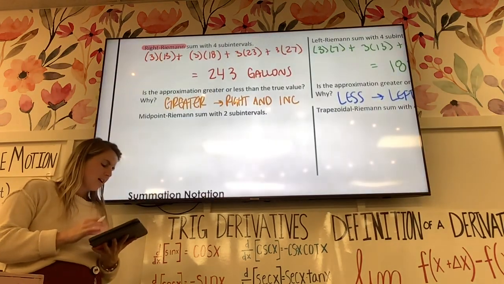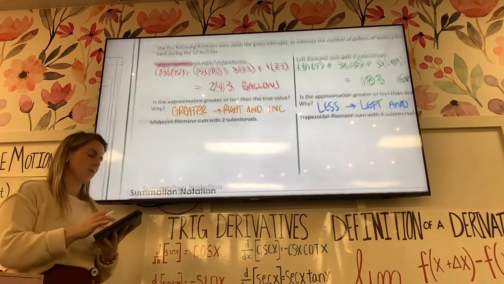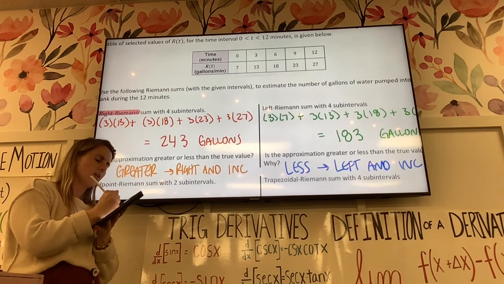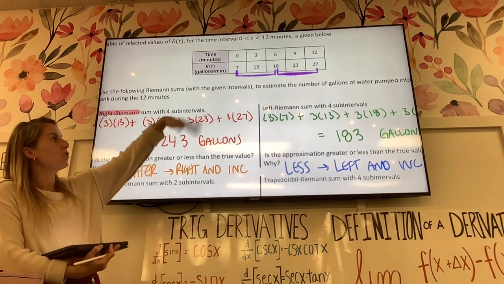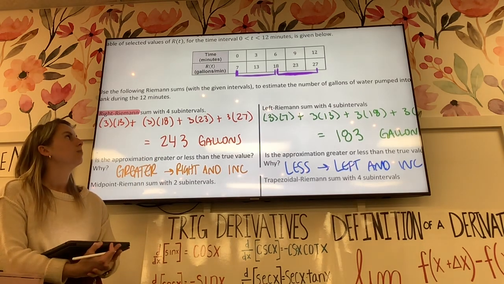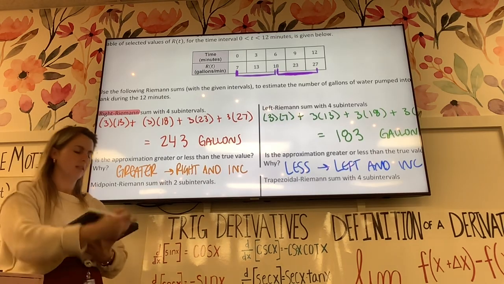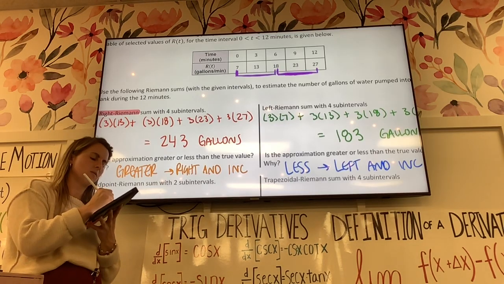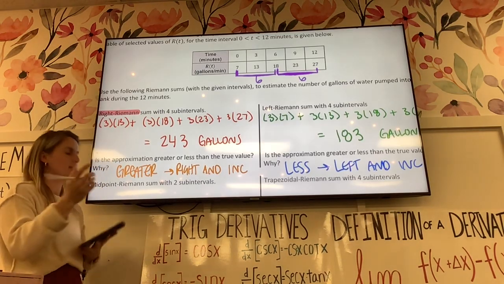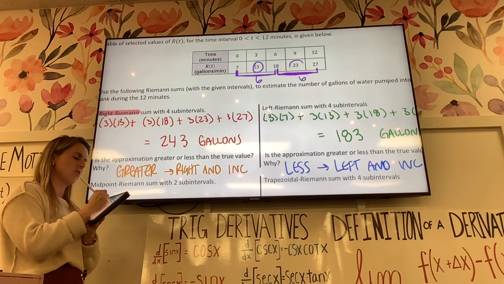All right, midpoint Riemann sum with only 2 subintervals. So I'm only going to have 2 rectangles, which means it's going to span a distance kind of like that, where it gives you 2 rectangles. So what is the base of these rectangles? 3. 3.5. Whatever the middle point is. 6, or the width, I guess. The width is going to be 6. The height of it is going to be the middle point. This one, yep, 13 and 23.